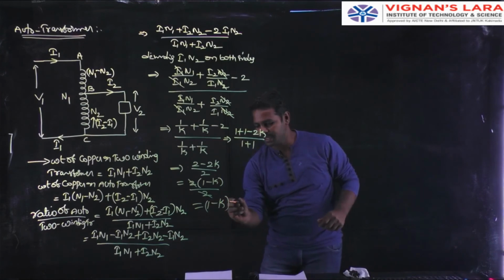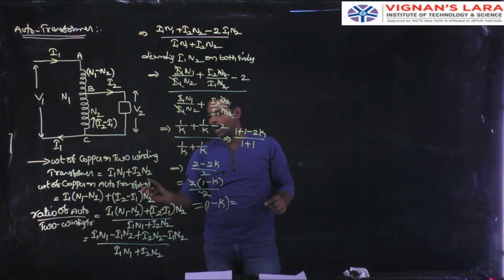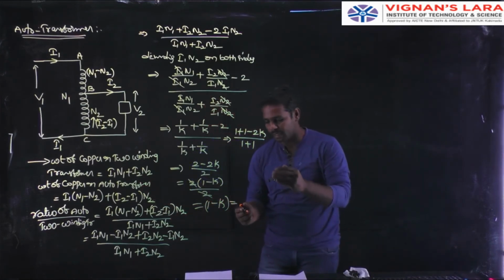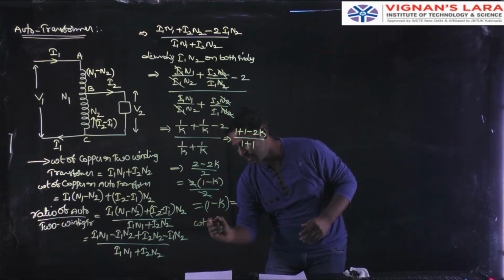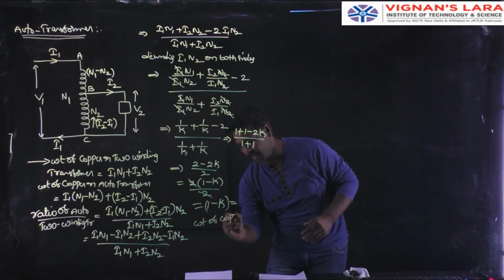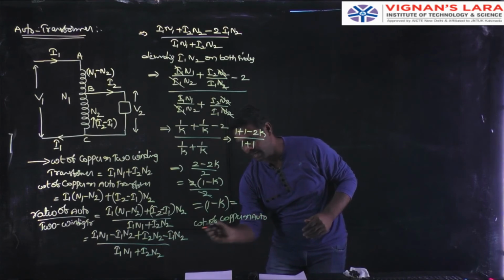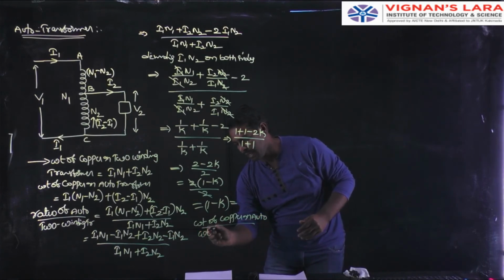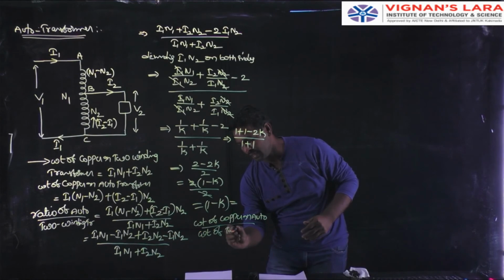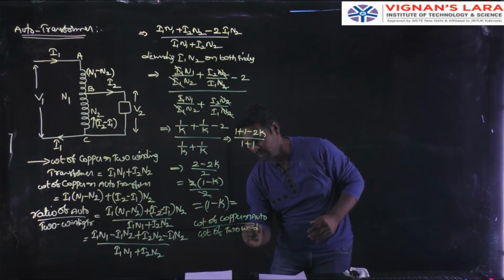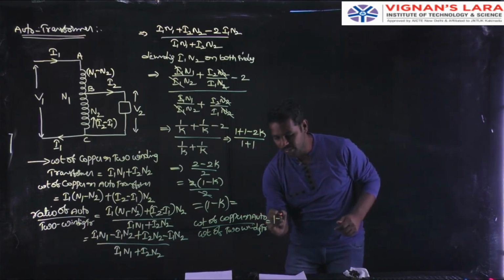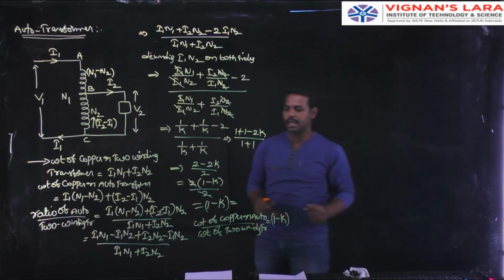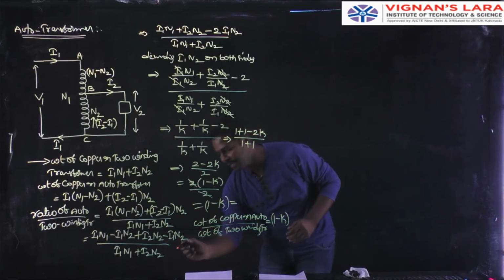So this ratio is equal to the ratio of weight of copper in auto transformer. So the weight of copper in auto transformer divided by the weight of copper in two winding transformer is equal to 1 minus K. So next one is saving of copper.